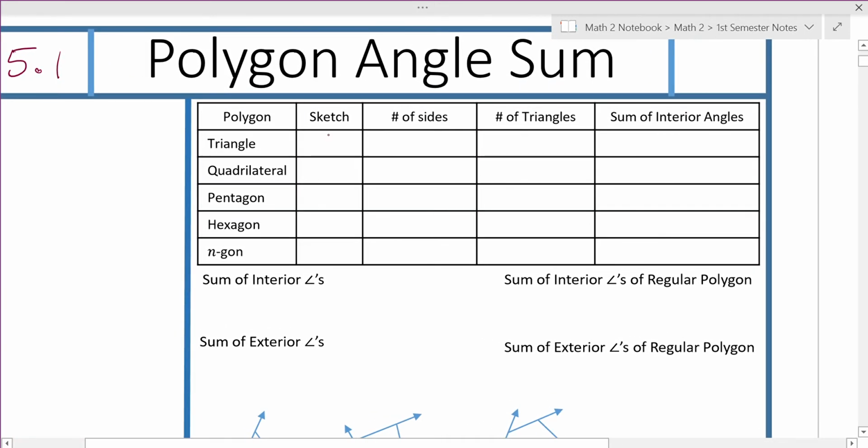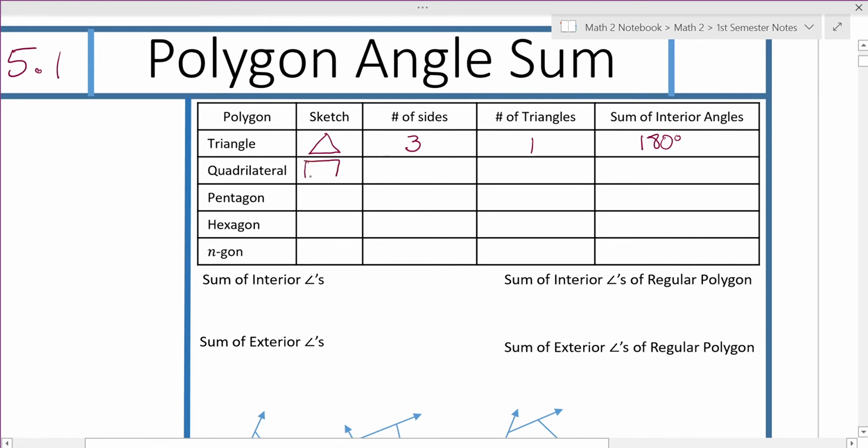So a triangle, hopefully we all remember what a triangle looks like, right? We've been working with triangles all semester at this point. A triangle has three sides. There is one triangle in a triangle. And so the sum of the interior angles of a triangle, we know, is 180 degrees.